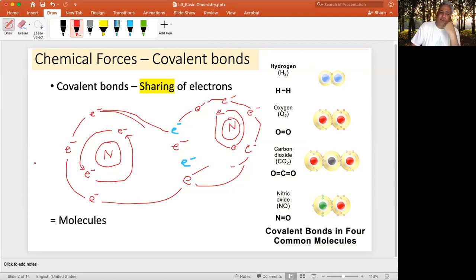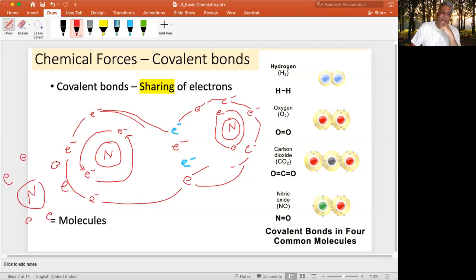So maybe another oxygen atom will come by on the other side, and that will also share its electrons with carbon. So now you have something called carbon dioxide, where you have 2 sharings going on there, and you have 2 sharings going on here. And that's what you see right here, right? Each of those solid lines between the elements, carbon and oxygen in this case, indicates to me a covalent bond, a sharing of electrons.